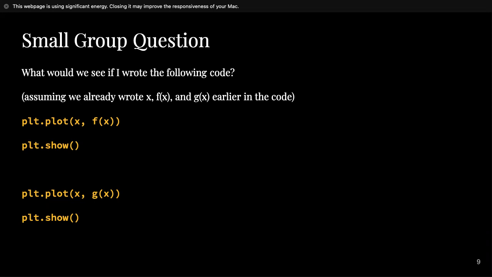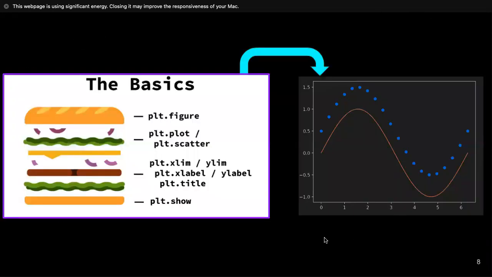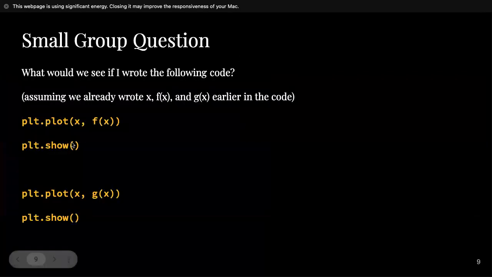That's a good thought, but there is one thing that makes that not happen. So if we go back to the sandwich, notice how at the end of the sandwich we put a plt.show. So if you put a plt.show before you put your next plt.plot line, it cuts your sandwich off. So it's the equivalent of cutting your sandwich off. So this makes one sandwich and this makes another sandwich.